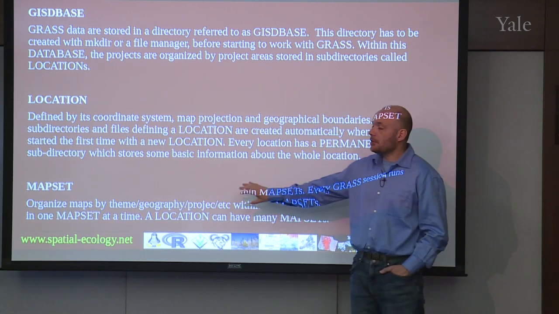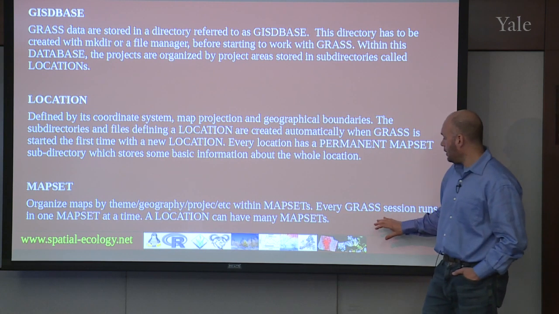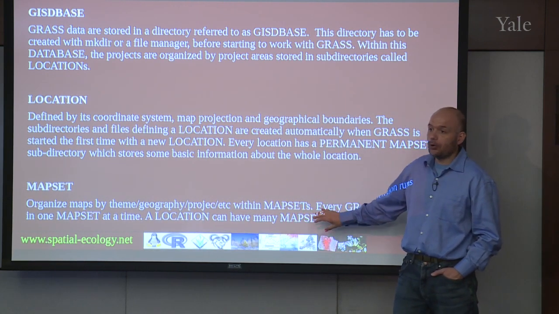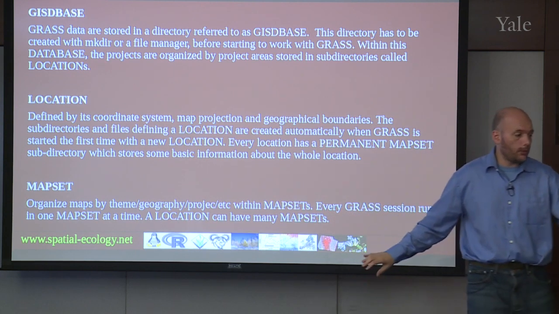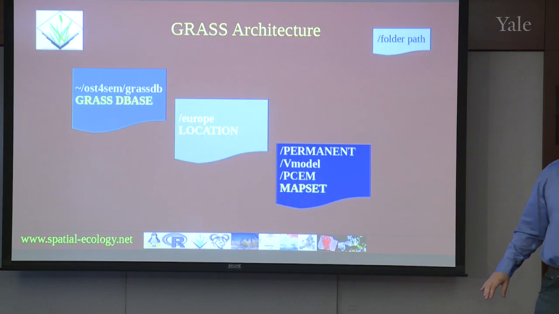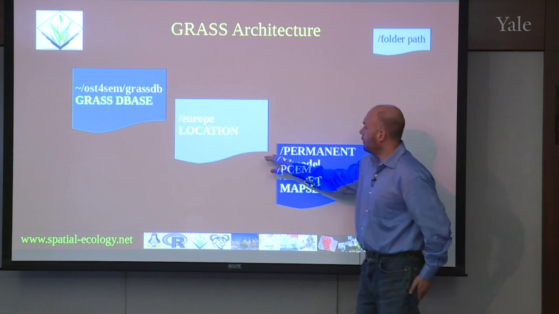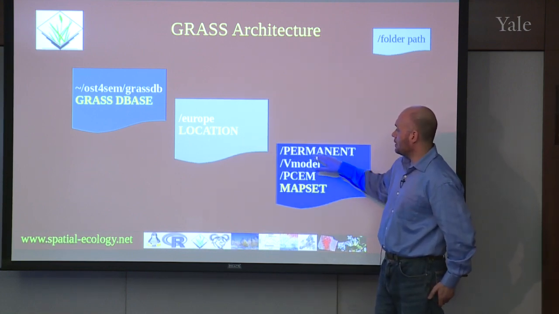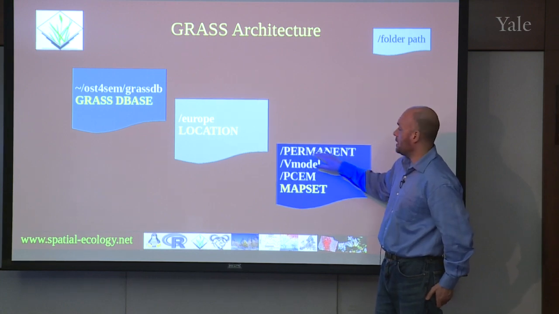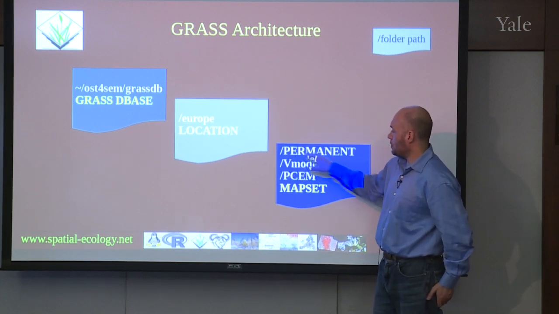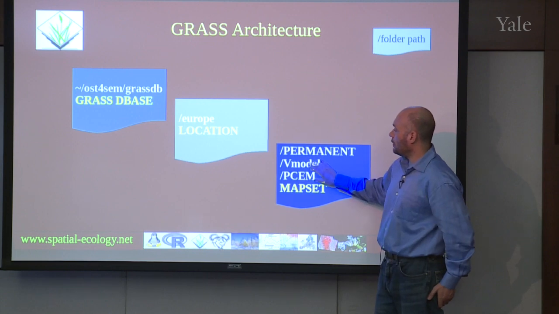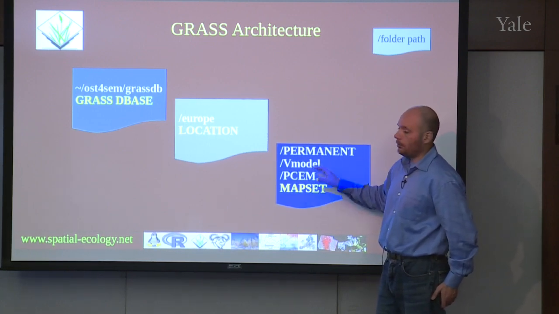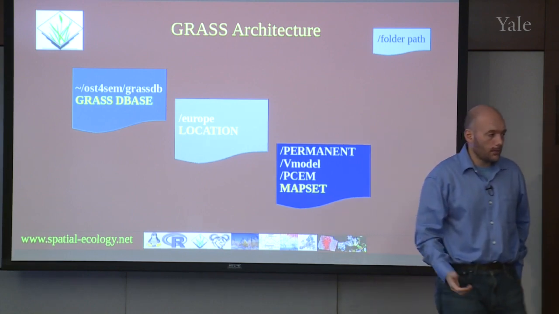And again, in the map set, there is always one map set that is the default one, the so-called permanent. So again, this one, GIS database, location, map set, is a default one, and we can see why it is the default one, and then you can keep adding different ones according to your user request.